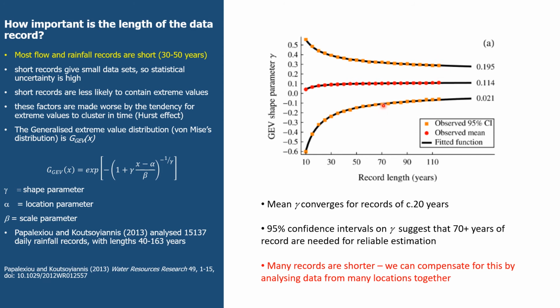Now, we don't often have 70 years of data. If we wait another 20 or 30 years, we'll get more and more records that are longer as time goes on. How do we manage that? Well, we have to, first of all, acknowledge the uncertainty and report the uncertainties in our estimates. But we can also compensate a little bit by analysing data from many locations together. Individual short records, when combined, can to some extent overcome the uncertainty that we have when analysing just a single record by giving us a pooled length of record that's much, much longer.